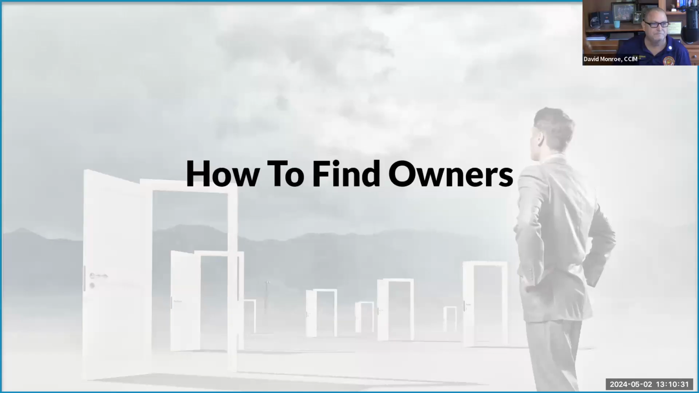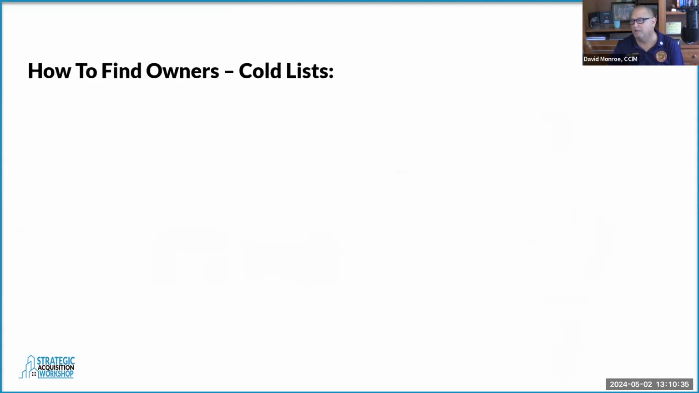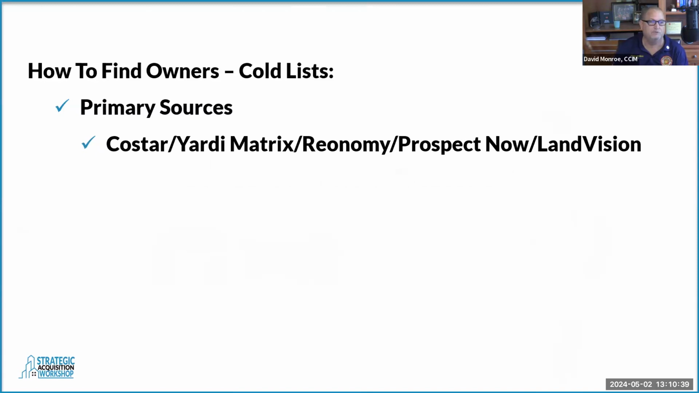All right. So how do we find owners? Well, let's talk about pulling cold lists. So where are we going to get these lists from? Well, you've got tools like CoStar, Yardi Matrix, Reonomy, Prospect Now, Land Vision. These are all big data companies that collect owner information in the commercial real estate space.